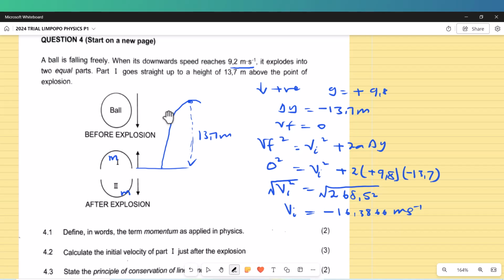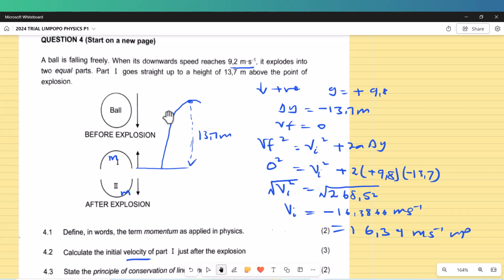Now why am I putting negative? Because whenever I find a square root, I've got two answers, the positive and negative. But remember I chose down as positive, and this thing was going up, so I must make it negative here. Are we together? So negative here means upwards. Because they said the velocity, I must tell them the magnitude and direction. So I'm gonna say it is 16.39 meters per second upwards.